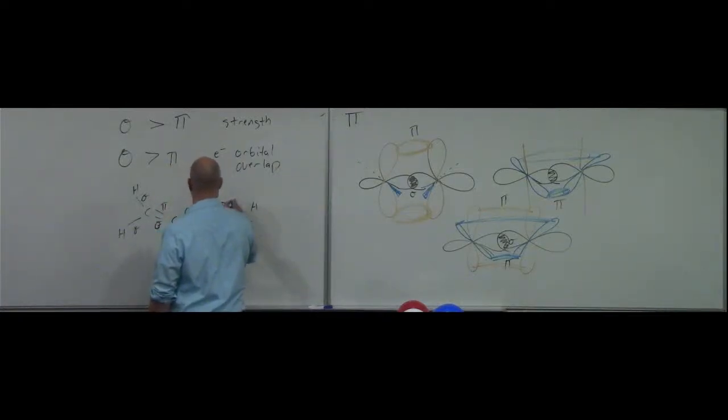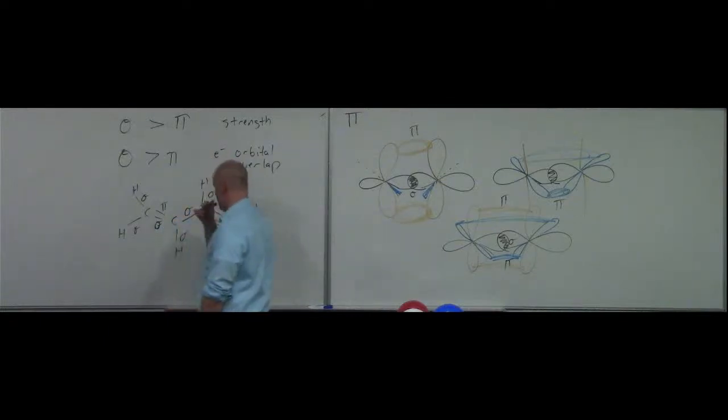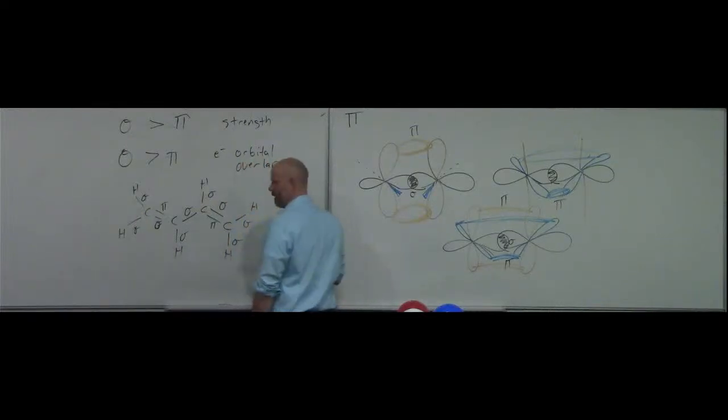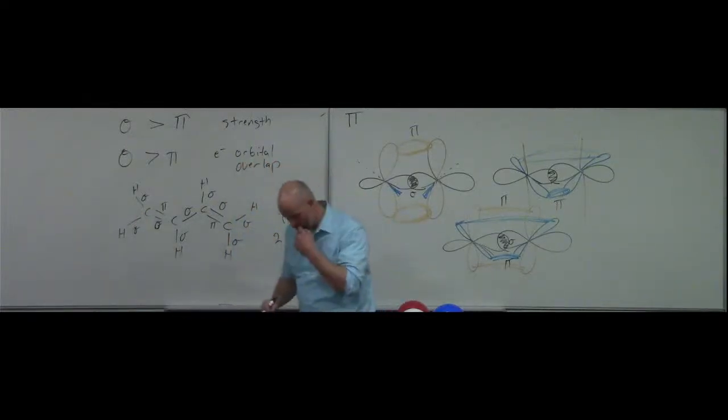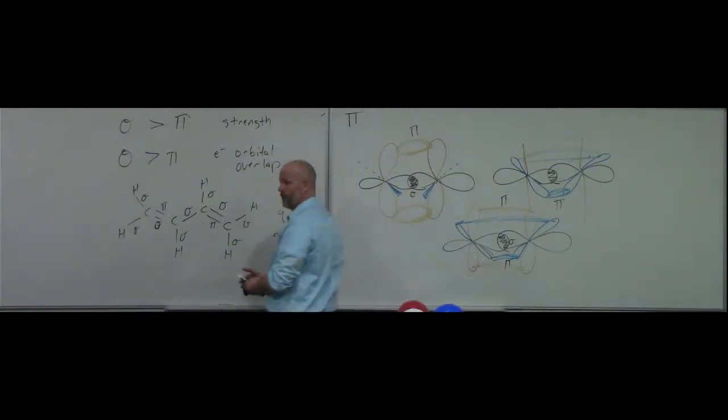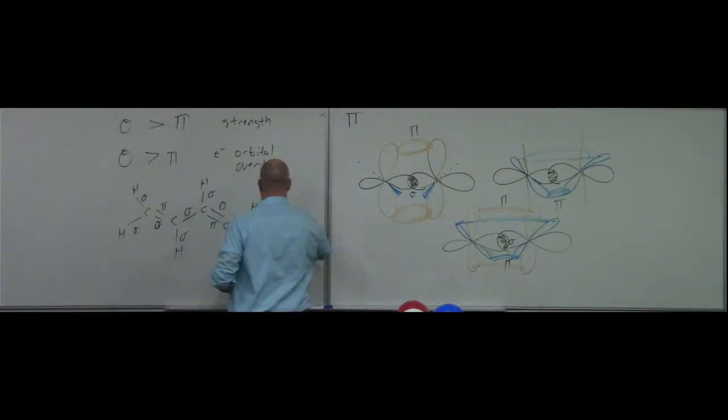Good thing here. Okay, so count them up. 1, 2, 3, 4, 5, 6, 7, 8, 9. 9 sigma and 2 pi. Right? I assume that's got to be the right answer. Yeah. Okay. You want to do another one? Do one more.